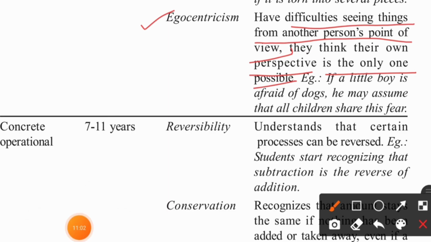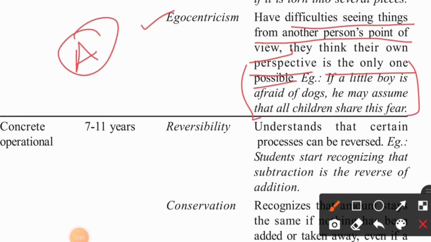So here the example is given that a particular boy is afraid of the dog, right? So what is his perception of looking at things? He believes that everybody is afraid of this. Means all the children are afraid of the dog, but it is not necessary. Maybe adults, grown-ups, will not be afraid of dogs.